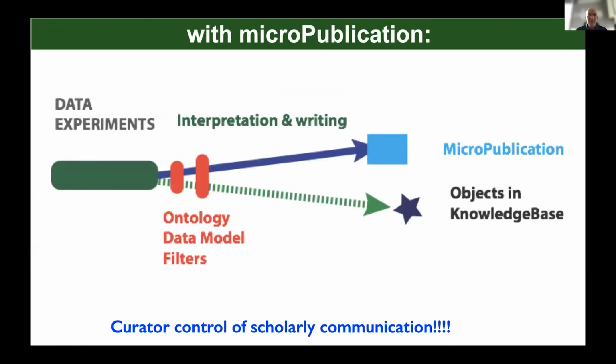Okay, so with micropublication, what we're working on is having the authors do this step, but it's very simple, and do the interpretation writing and use the ontology and data model filters. So this is curator control of scholar communication. Okay.